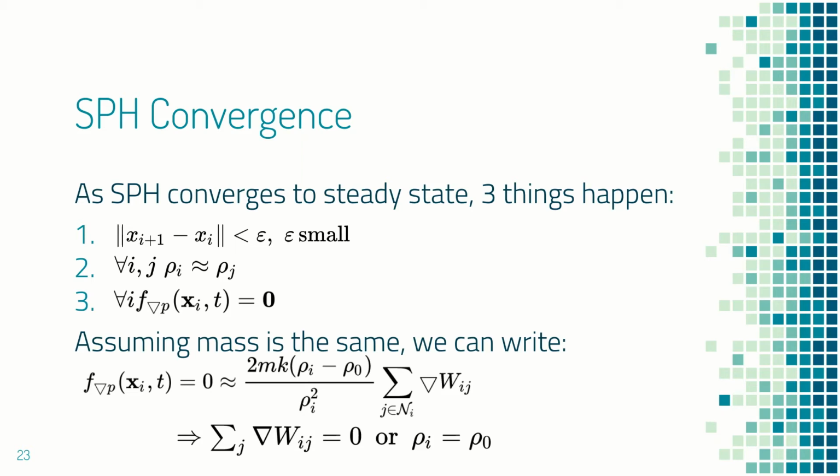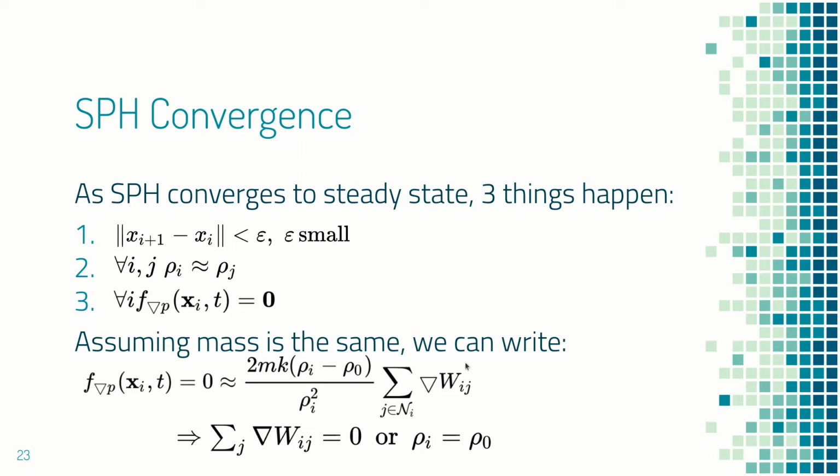Another thing which we would expect is that the density of each particle will start to converge towards the same. So not necessarily the rest density, because they might be under pressure, but we would expect the density of the particles all to even out. And then the other one is that the pressure gradient is also going to become zero. So once the pressure gradient becomes zero, we would expect no particle movement. So these things all would be ideally starting to happen when our simulation converges.